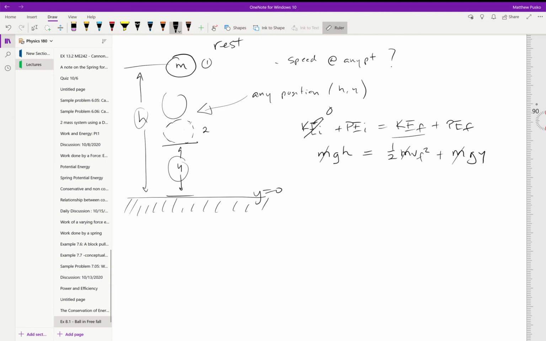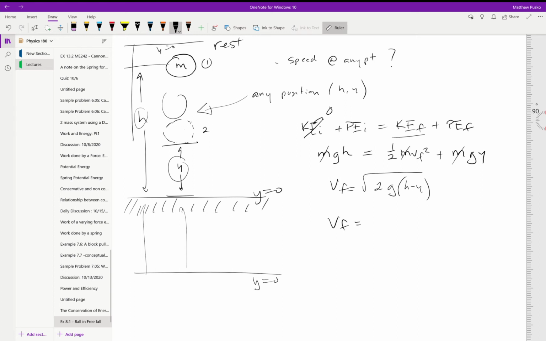Okay, and we can then rearrange this. V final is equal to the square root of 2g times (h minus y). And what we'll find is that for whatever y you pick, we could have called y equal to 0 down here, or we could have called y equal to 0 up here. In that case, we would have had negative potential energy terms, which I try not to do. I try to always keep my gravitational potential energy terms positive, or at least greater than or equal to 0. I try to make one of them 0 if possible.